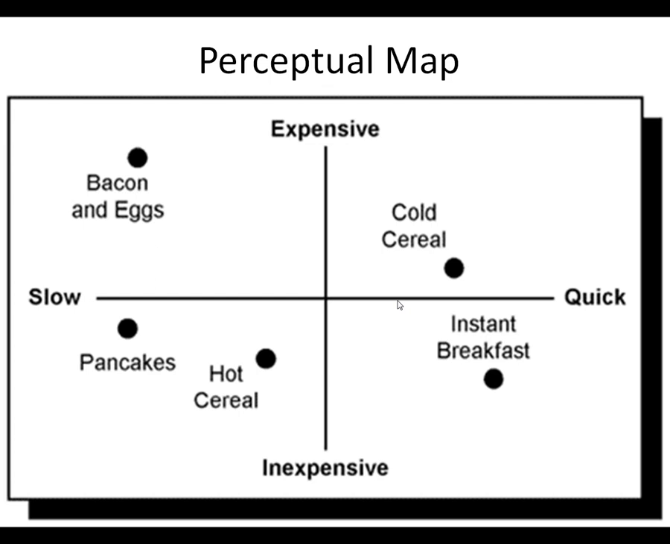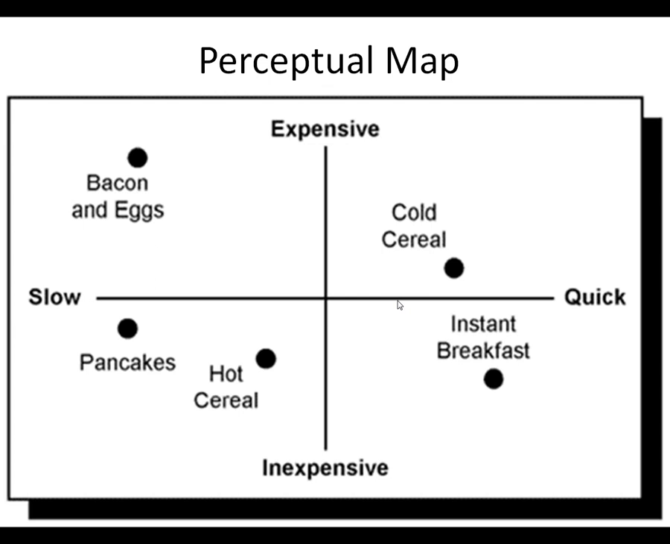on the y-axis we've got cost, and on the x-axis we have speed. So cold cereal is much quicker than hot cereal or pancakes, but probably a little bit more expensive. Boxed cereal is pretty expensive. Bacon and eggs is much more expensive. You've got meat, you've got eggs in there. It's also very slow. It takes a while to cook. Pancakes take a while to cook, but they're much cheaper than bacon and eggs. Hot cereal, similar price to pancakes, but much quicker. And then instant breakfast is basically the cheapest and the quickest.